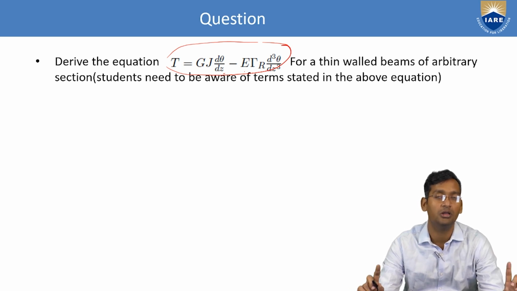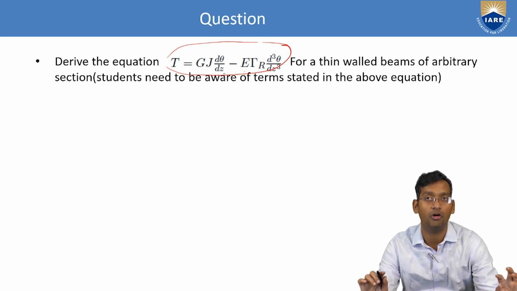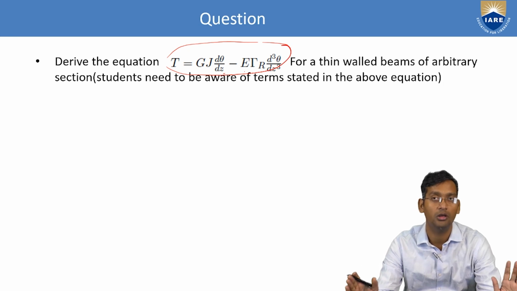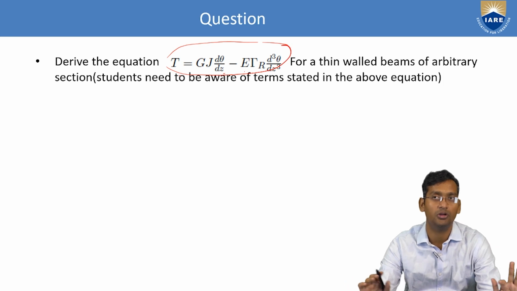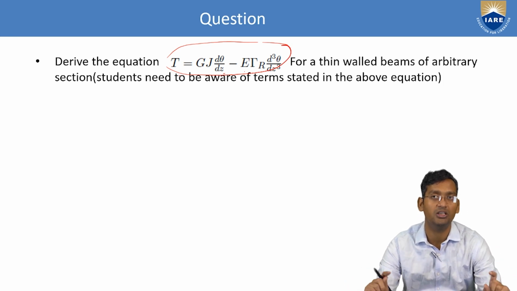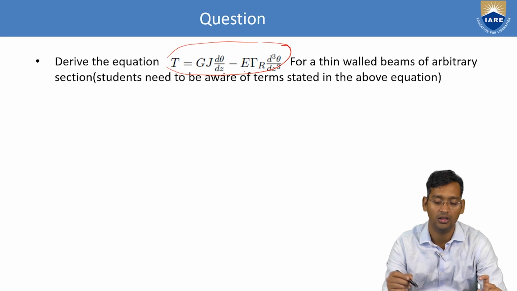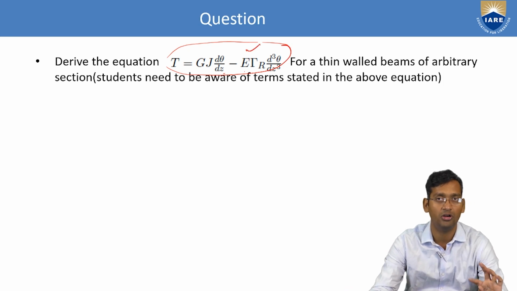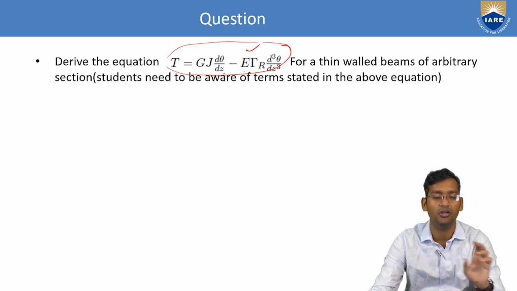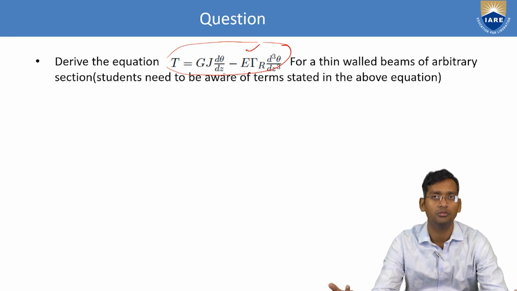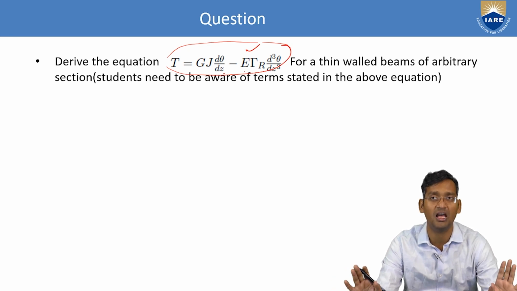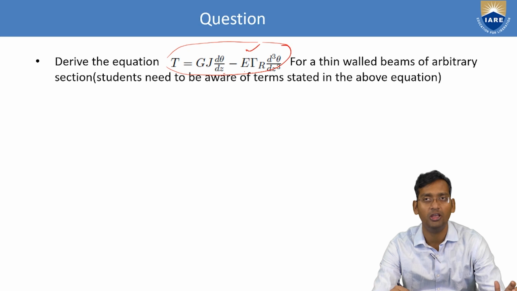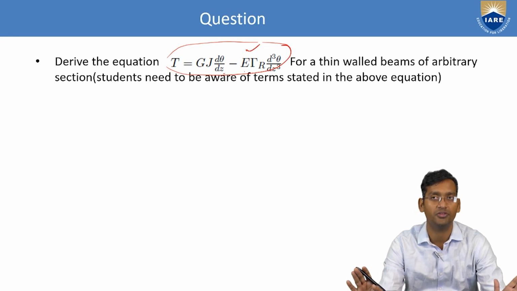But earlier what was there? That was not given. We had to derive all the values like tau, r, q, and then finally substitute here to get this one. So now this becomes easier. So let's see how they can change or twist the question. Either they will give you this directly, or they can ask you to derive the Wagner torsion equation, or just derive the torsion equation for an open section beam. So don't get confused if they are asking for the torsion. The same way you can go up to what they are asking.